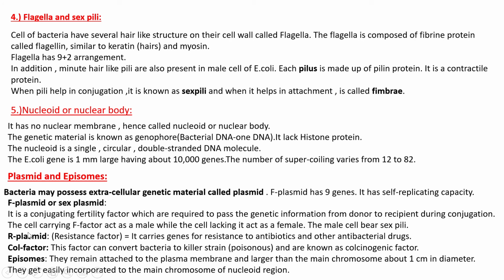The R plasmid is the resistance factor. It carries genes for resistance to antibiotics and other antibacterial drugs. The Col factor is the factor that converts bacteria to a killer or poisonous strain and is known as colicinogenic factor. The episomes remain attached to the plasma membrane and are larger than the main chromosome. They get easily incorporated into the main chromosome of the nucleoid region. So this is about flagella, sex pili, nucleoid and plasmids.